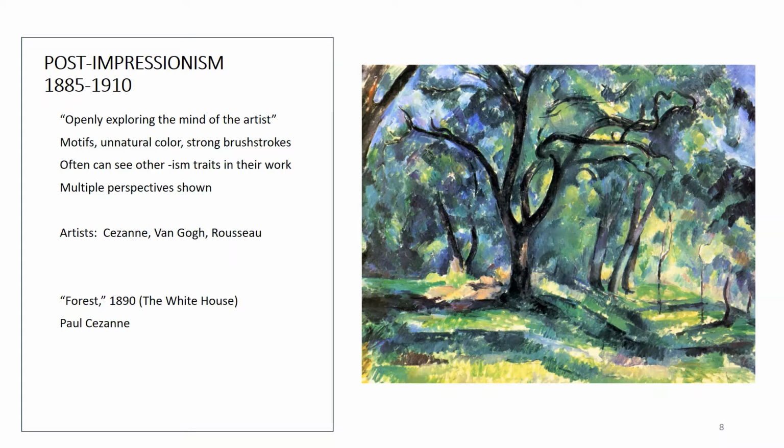We see recurring motifs. We see a lot of use of unnatural color. So for example, Henri Matisse might paint somebody's skin in green instead of a skin tone. We see a lot of use of strong brushstrokes, which is obvious in a lot of Van Gogh's work. But we see a lot of other traits from other isms, and it just doesn't really form its own distinct style in post-impressionism. We just have a lot of really interesting art going on here. Cézanne uses multiple perspectives, perhaps for the first time that had ever been seen in art. I chose this particular piece, The Forest, done by Paul Cézanne, mostly because it's kind of a transitional looking piece.